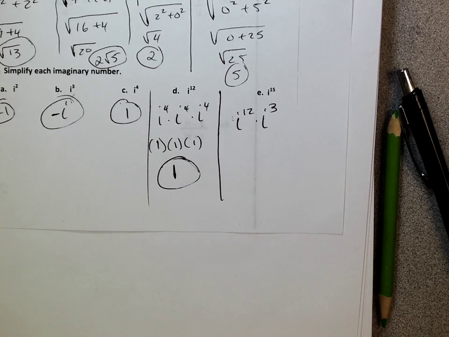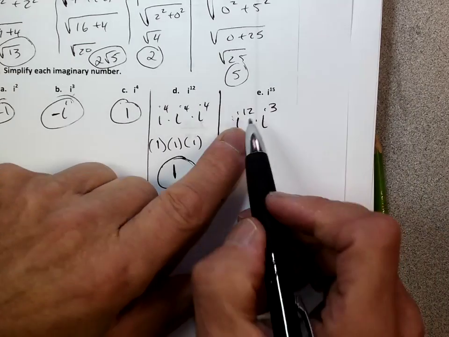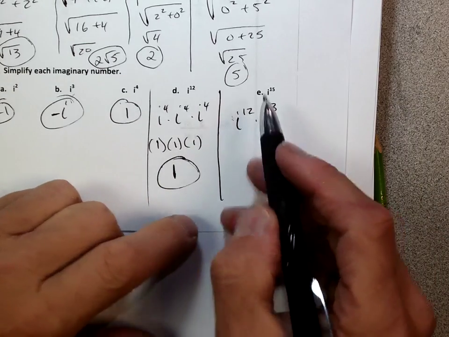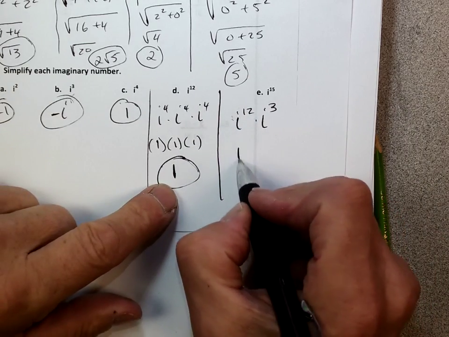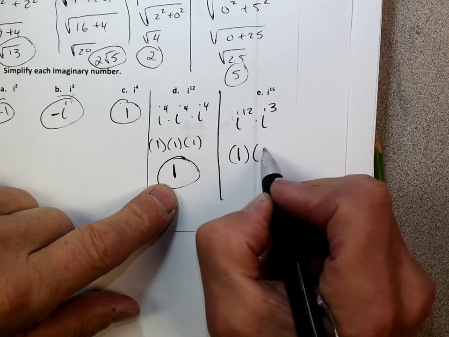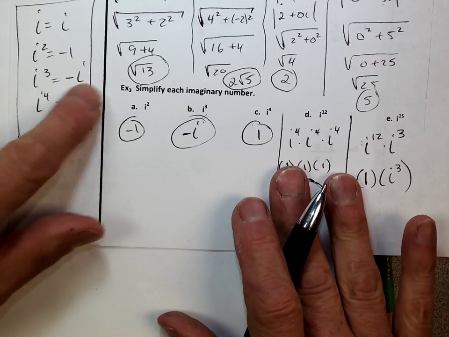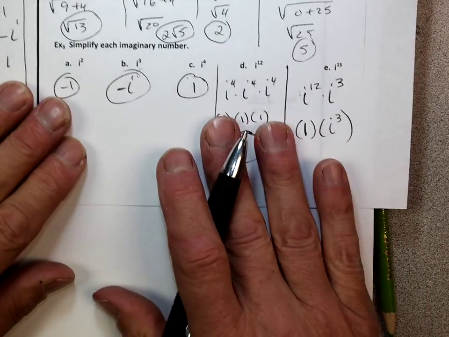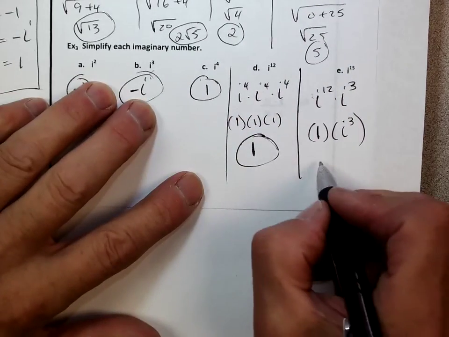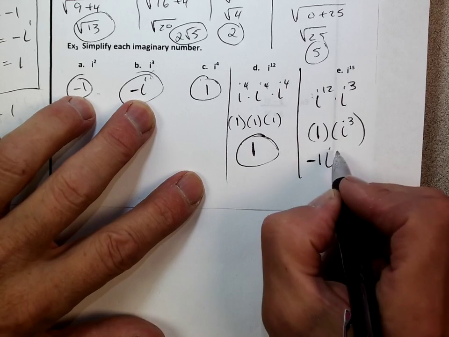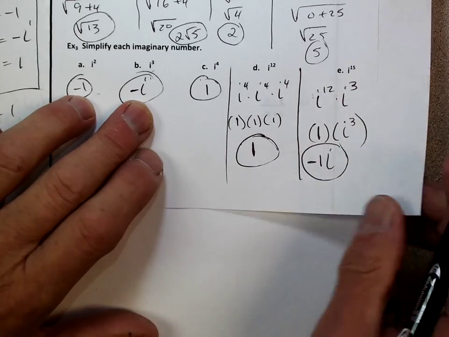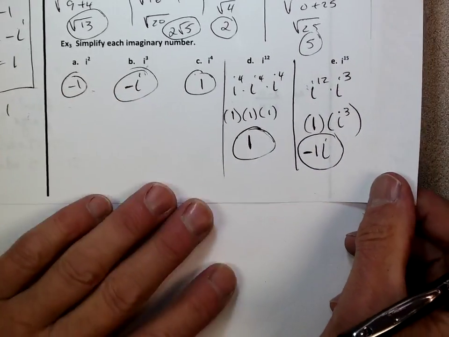So here's the trick. You need to make sure you get a perfect multiple of 12, because that's just 1 times i cubed, but i cubed from our little chart is negative i. So I'm going to rewrite this as just negative 1i. That's mine. Okay, you guys ready to turn it?